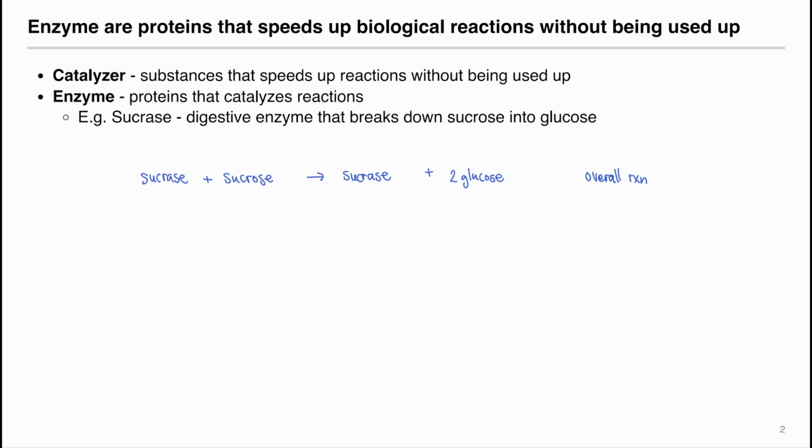To further illustrate this, we can draw a schematic for the enzyme sucrase plus the sucrose, which is broken down into two glucose molecules, and the sucrase is not harmed. Let's break it down even further to its mechanism. The sucrase first binds to sucrose so that it forms a sucrase-sucrose complex.